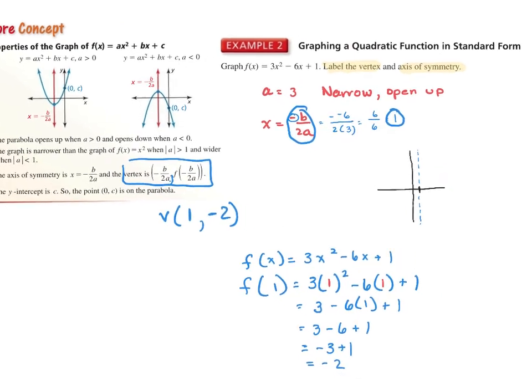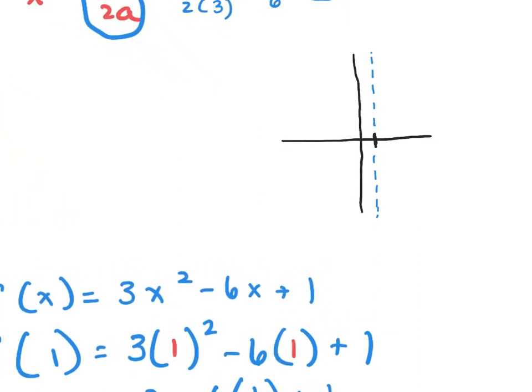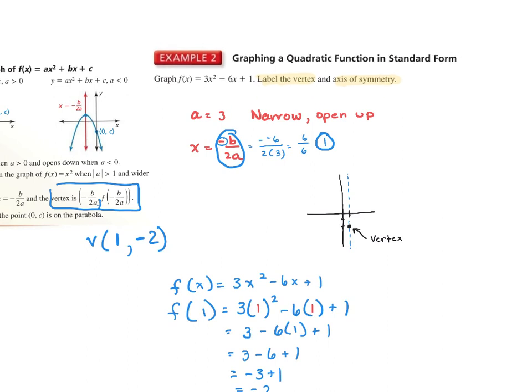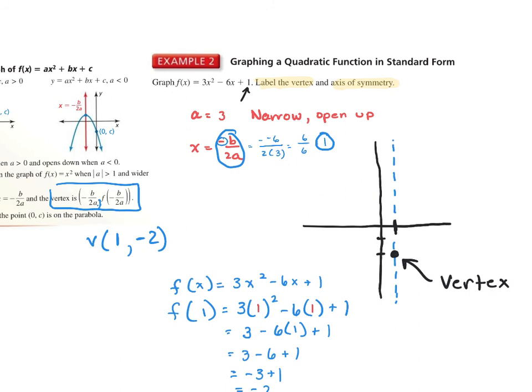So let's go back to our graph over here. Let's go ahead and mark 1, negative 2. Put in a few more hash marks. 1, negative 2 is right there, and that is my vertex. I can also find my y-intercept. My y-intercept, if you recall, is the c value. In this case, c is 1. And that's my y-intercept. So let's go ahead and mark that guy right here.